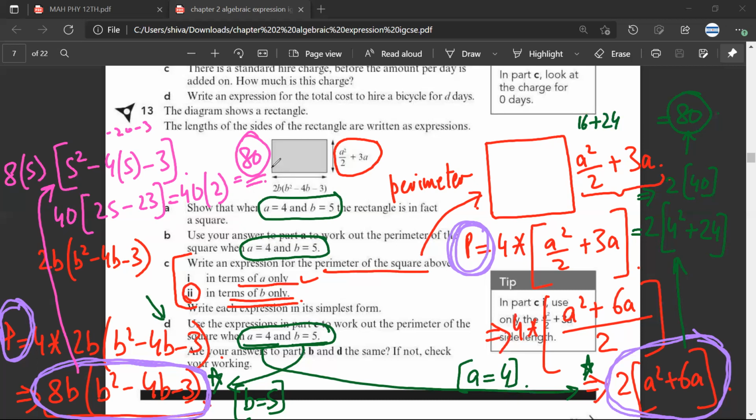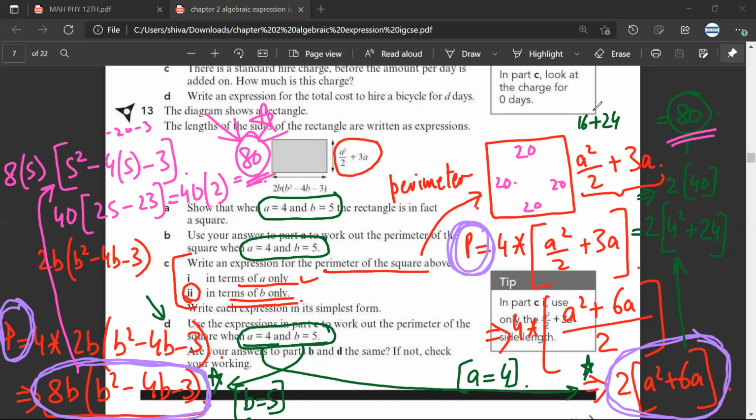Yes, sir. See, the answer would remain the same because it is a square. This is 20, this is 20, this is 20, this is 20. So howsoever you find, the perimeter would always be equal to 80. So that is why when you put the value of b is equal to 5, then also you find 80. And when you put the value of a is equal to 4, then also you find 80. Sarthak, have you got the logic? Yes, sir.